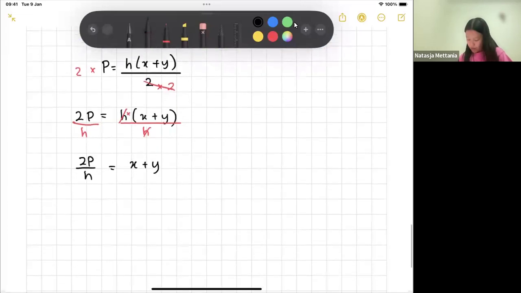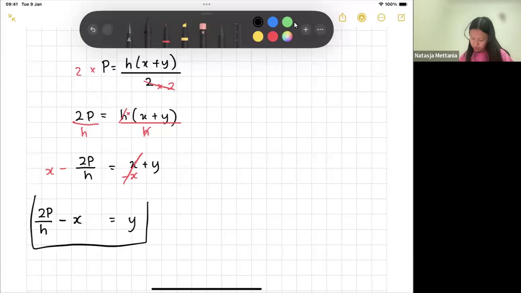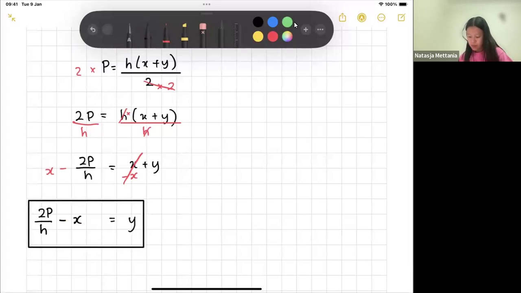If I want y by itself, what do I need to get rid of? That positive x. To get rid of it, I need to do the opposite, so minus x on both sides. This will cancel out. My answer is going to be 2P over h minus x, and that will be equal to y. Hopefully that makes sense.